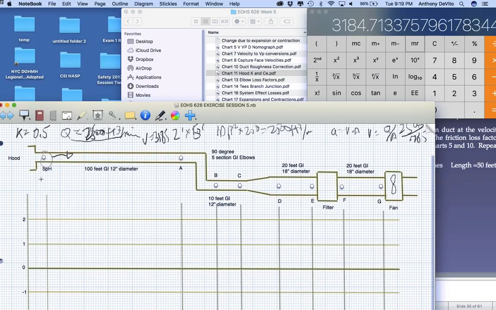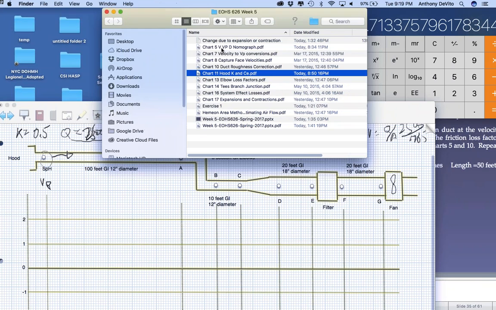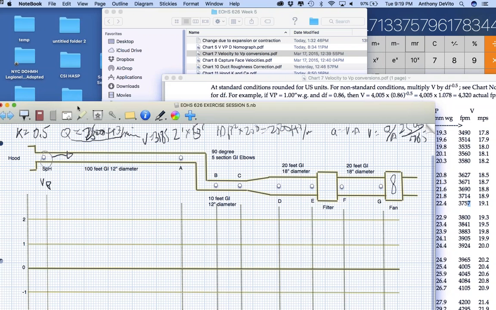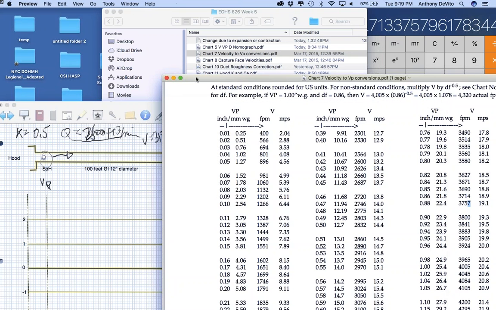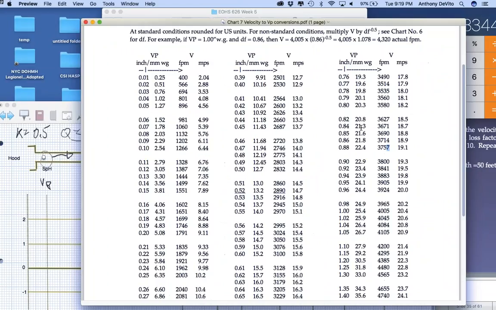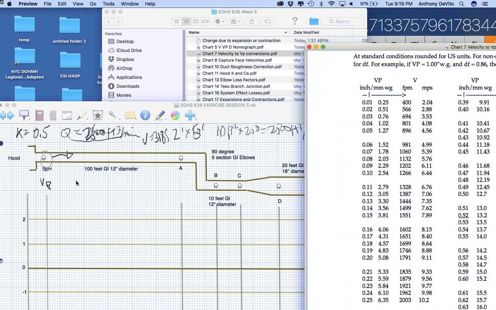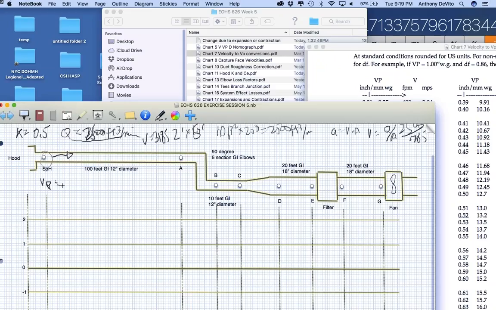So now I need to know what my velocity pressure is going to be. And bingo, chart, exactly. So chart 7, what was it again? 3,185 is going to be about 0.63. Everybody in agreement with me so far? Velocity pressure equals 0.63. Okay.